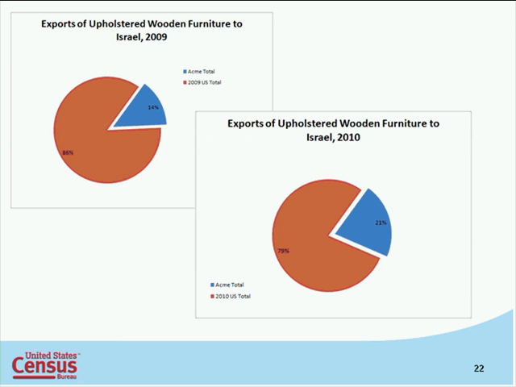From its own documents, Acme knows that they exported $250,000 worth of upholstered wooden furniture to Israel in 2009. The following year, Acme exported $400,000 worth of upholstered furniture to Israel. In these charts, this is what is represented, as Acme uses census trade data to determine that U.S. upholstered wooden furniture exports to Israel totaled $1.8 million in 2009 and $1.9 million in 2010.